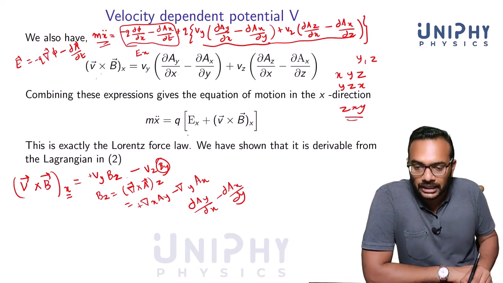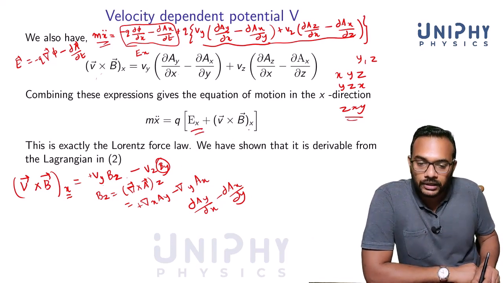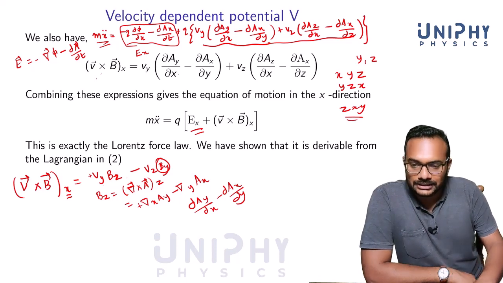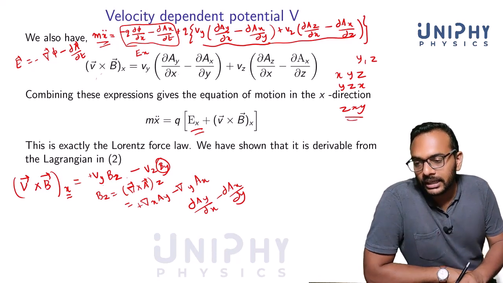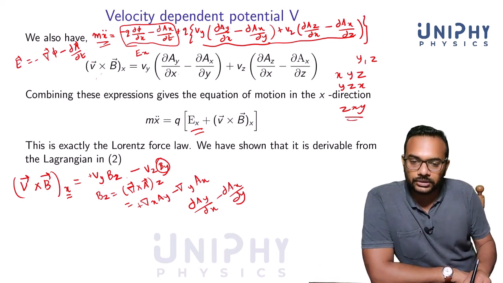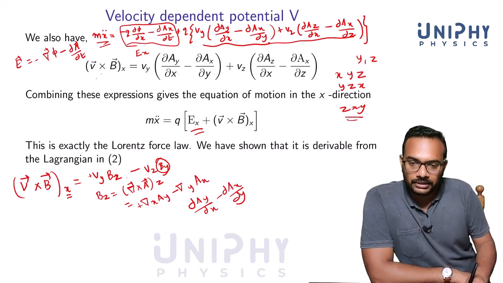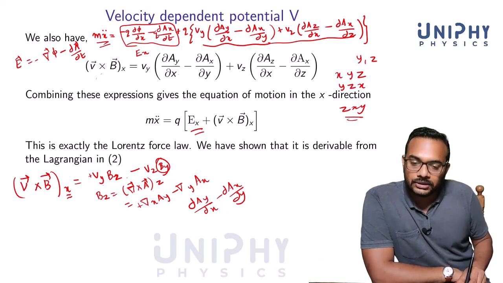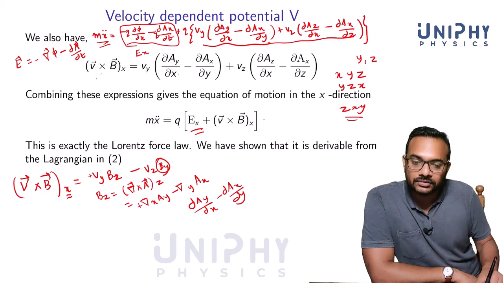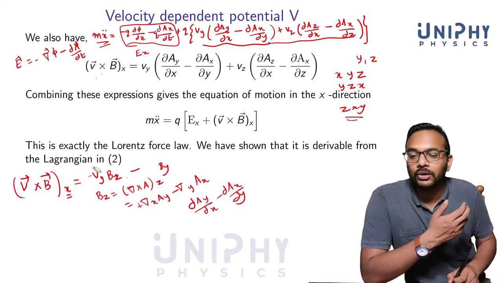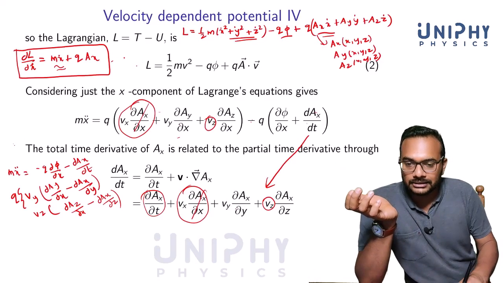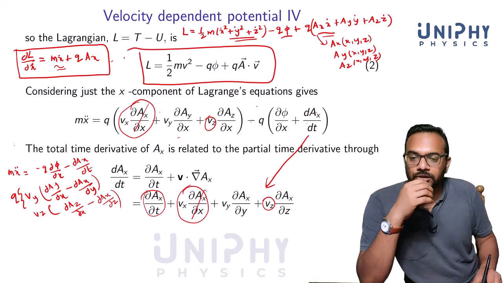So this term we can write as Ex, and this is simply v cross B. You pull out this q from everywhere. Sorry, there's no q here. So E vector is equal to minus del phi minus dou A vector by dou t. So you can pull this q out here. Did I miss a q here? Yes, I missed a q there. It's all right. So this becomes m x double dot equal to q, this is Ex, and this is the x component of v cross B. It's exactly the Lorentz force law. So we have shown that the Lagrangian that gives you the Lorentz force law is exactly this.